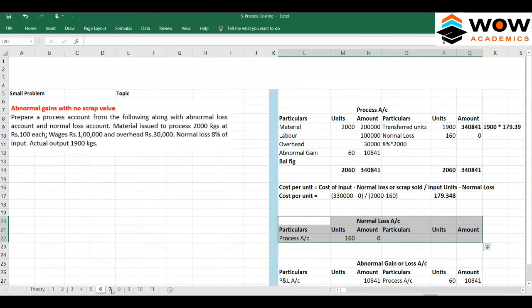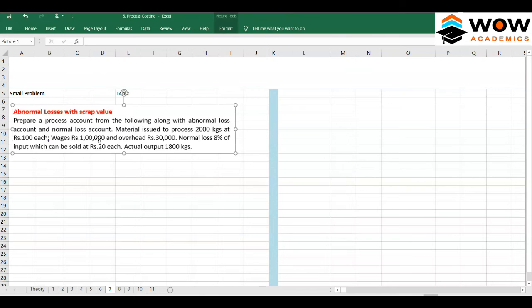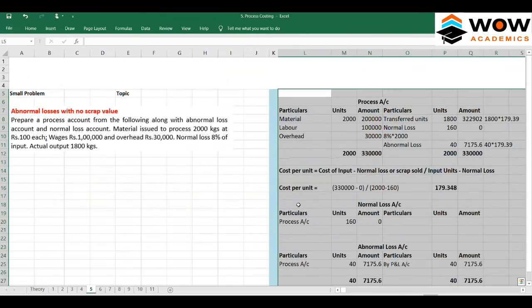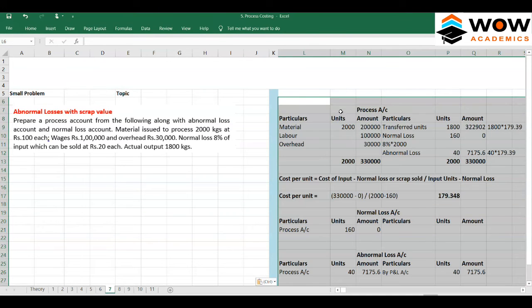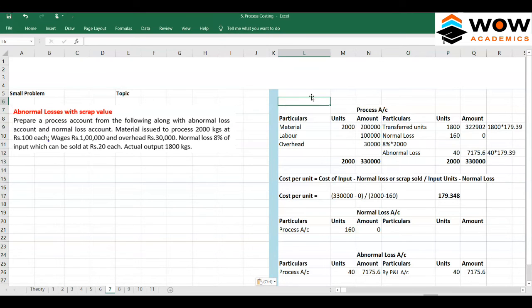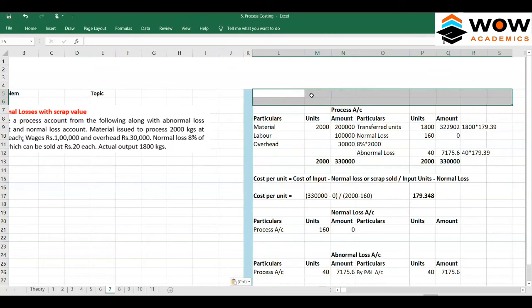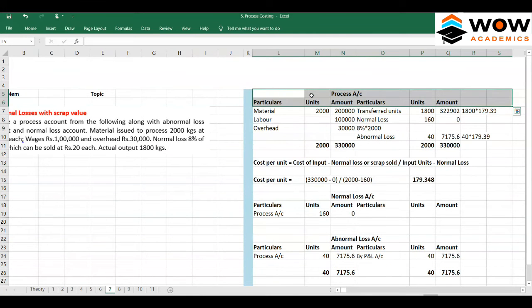Let's look at the next problem. It says: prepare a process account from the following along with abnormal loss account and normal loss account. Material issued is 2 lakh kgs at 100. Wages is 1 lakh. Overhead is 30,000. Normal loss is 8% of input, which can be sold at 20. So the difference is you can sell it at a value. So how do we work out this sum? We'll start from the process account.